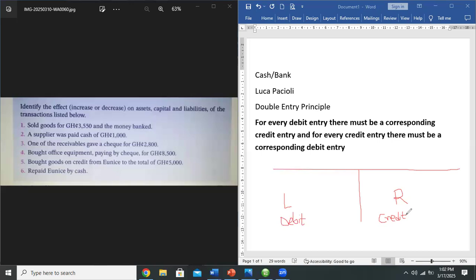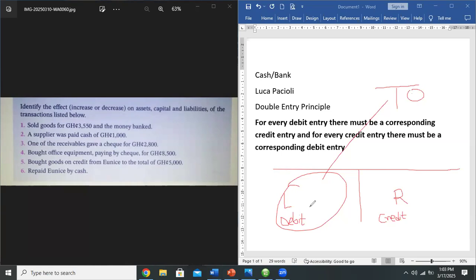So when Luca Pacioli says for every debit, there should be a corresponding credit, what it means is that if you record a certain transaction at the left side of one account, there should be a corresponding entry in another account, but this time on the right side. Likewise, if you record on the right side first, there should be a corresponding left side entry in another account. Please, any questions, professors? Okay, Josephine, you have a question. Go ahead.